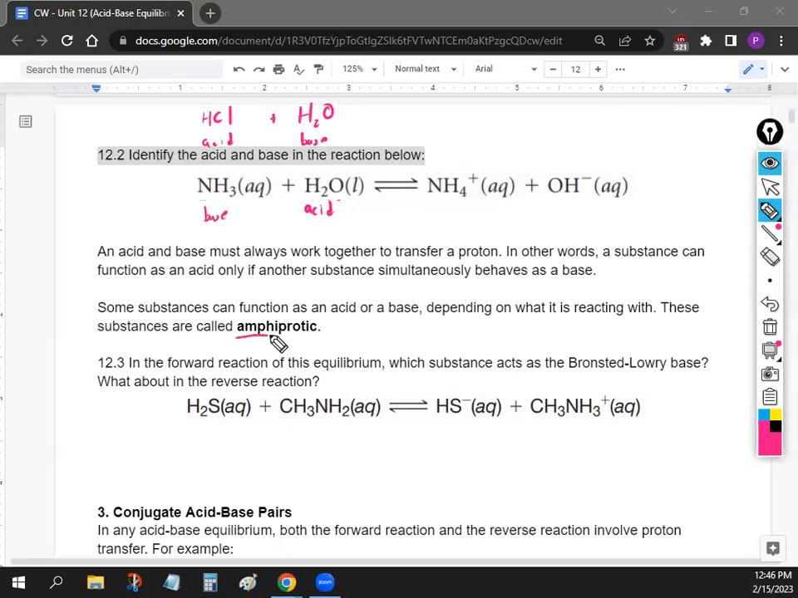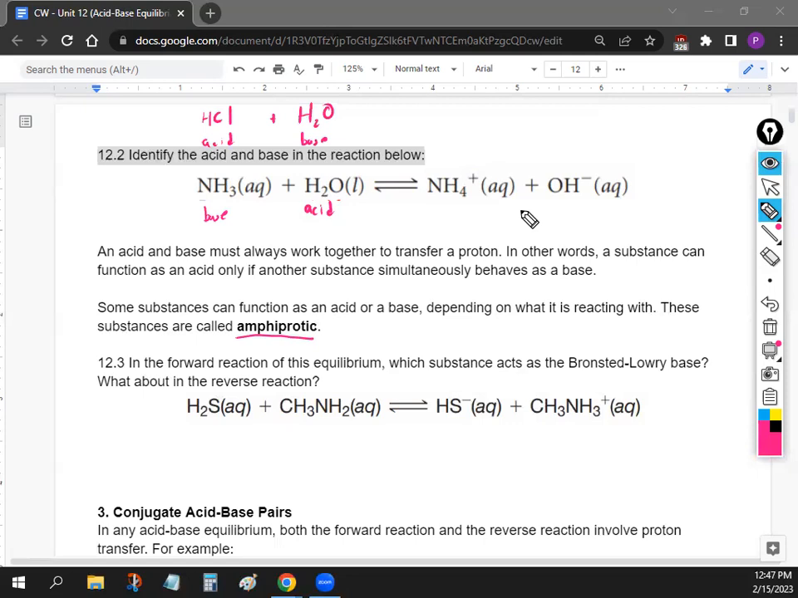This right down here. So water is one of those examples of compounds that can act as an acid or base very readily, and we call that amphiprotic. Amphiprotic, which means that it can act as an acid or a base, depending on what compound it's reacting with.